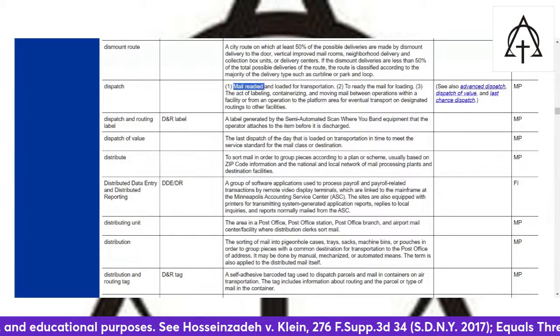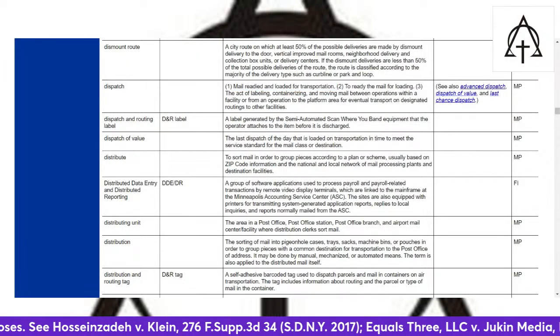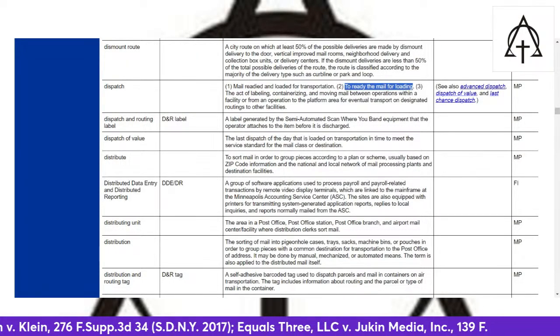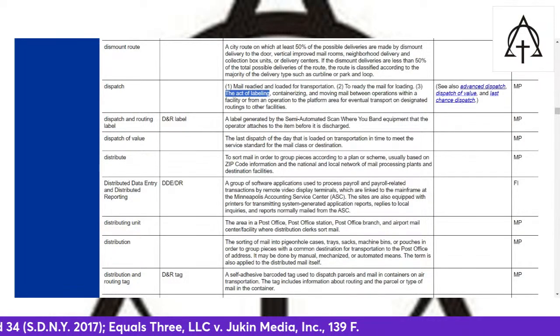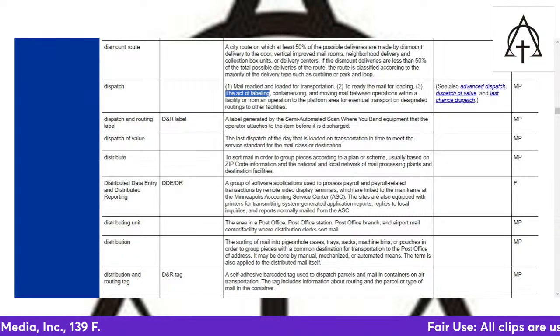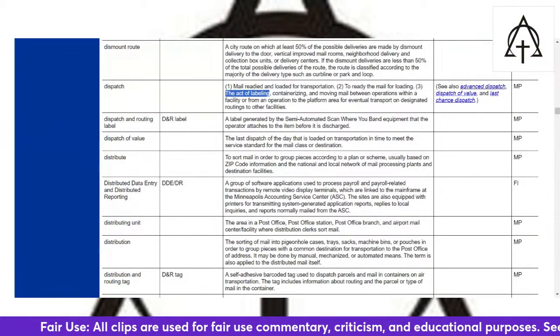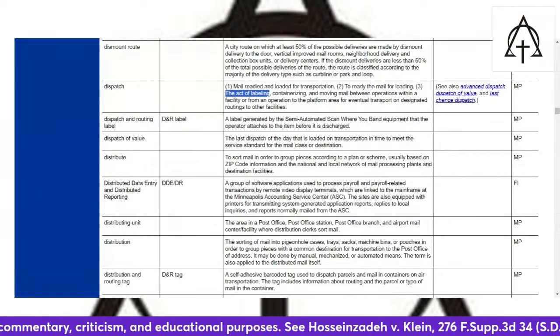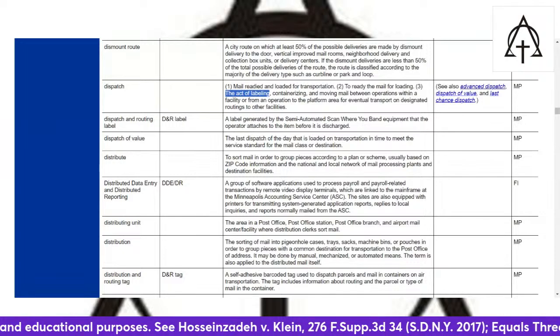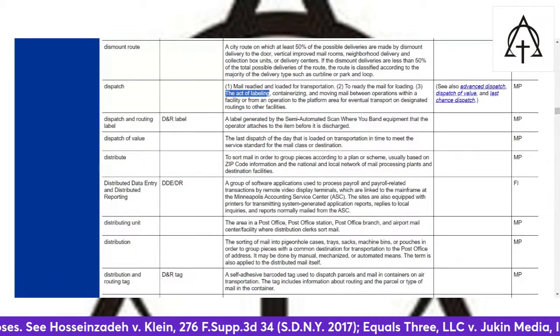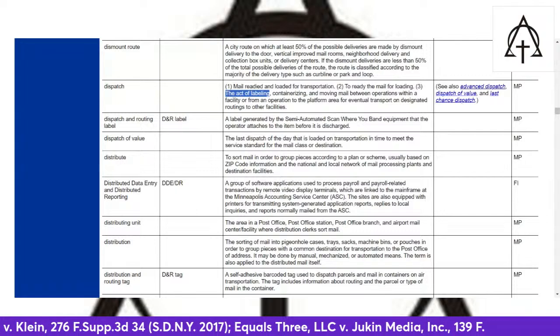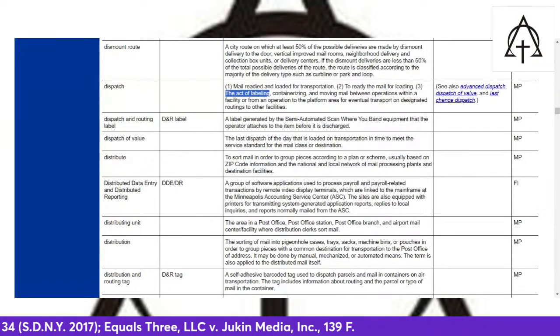Dispatch. Mail readied and loaded for transportation. Or mail to ready the mail for loading. Or 3, the act of labeling. The act of labeling. Did you put that address on there? Or did they? Is that an act of labeling? Did you put another label on there, one of their labels, like a postage stamp? Or did you continue to express it in your own private labeling? Did you commingle funds? Is it evident on the face of the vessel that you commingled funds?